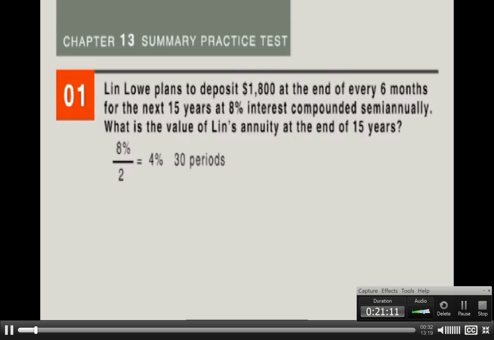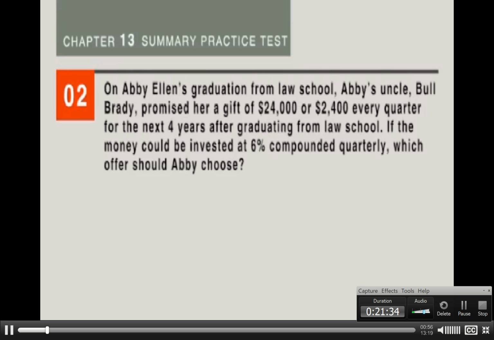So 4% for 30 periods gives us amount of annuity table of 56.0849. And again, we're not talking about putting $1 in based on this stream. We want to put in what, 1,800? So 1,800 times the table says our money will grow to be $100,952.82. Question number 2. This is the one I get the most emails about.